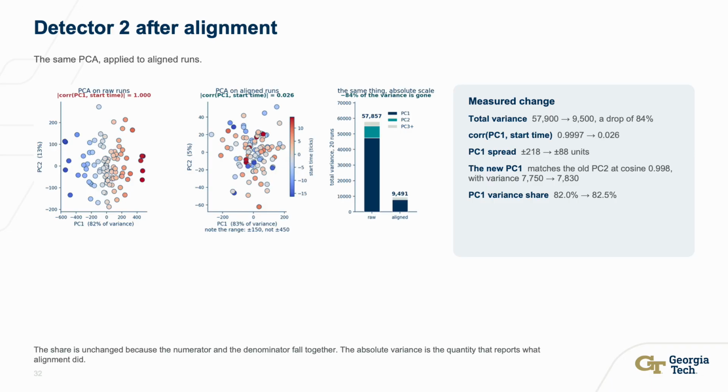from 7,750 to 7,830. Alignment does not shrink the gain mode. It removes the mode that had been sitting on top of it, and everything below moves up 1 place. When you report on the pre-processing step, report the absolute variance.